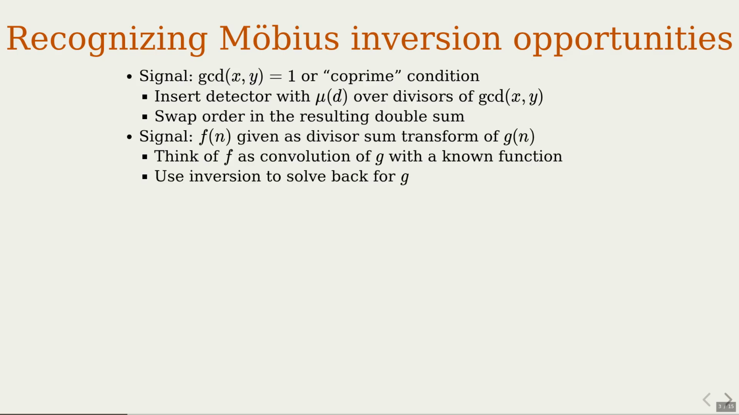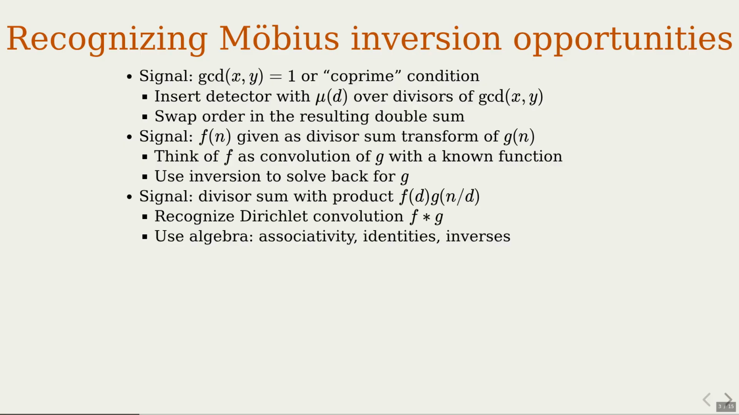So if I see something like a function defined by adding values of another function over all divisors, I should suspect an invertible convolution is behind it. Right. A sum over divisors of n with a product depending on d and n over d usually screams Dirichlet convolution, which lets us use simple algebraic rules.